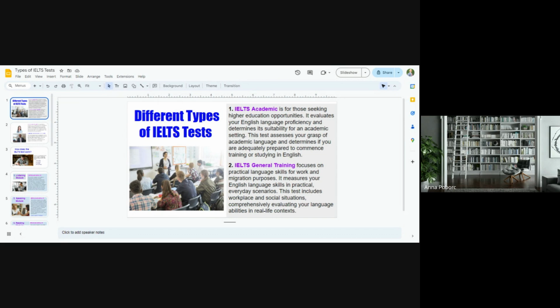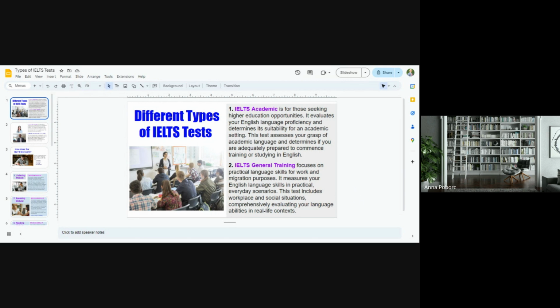IELTS General Training focuses on practical language skills for work and migration purposes. It measures your English language skills in practical everyday scenarios. This test includes workplace and social situations, comprehensively evaluating your language ability in real-life contexts.